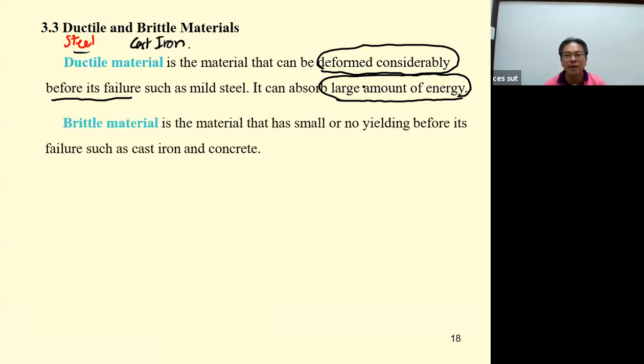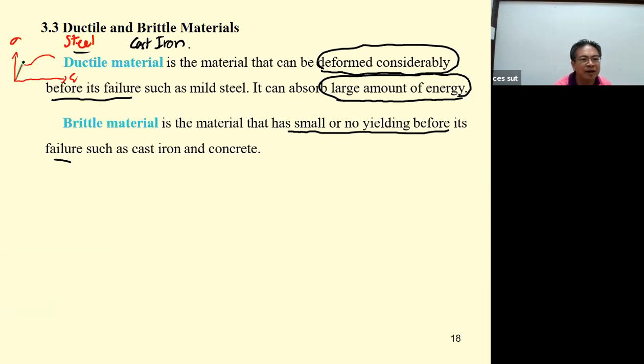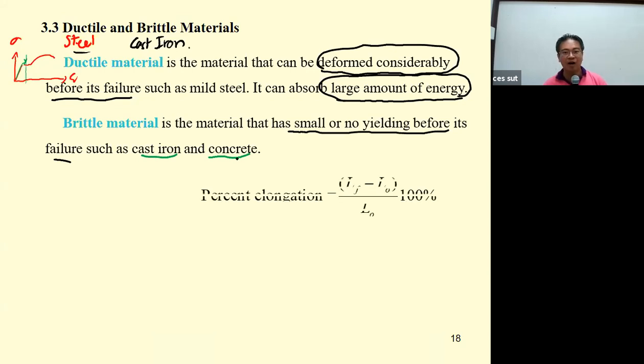And the brittle material has small deformation before its failure. If you compare the graph, the steel will have a stress-strain diagram in a form like this. It's going to be something like this. However, the cast iron will have behavior something like this. Okay, it has very small deformation before its failure compared to the steel. The cast iron is an example of a brittle material. Also, concrete is a kind of brittle material.